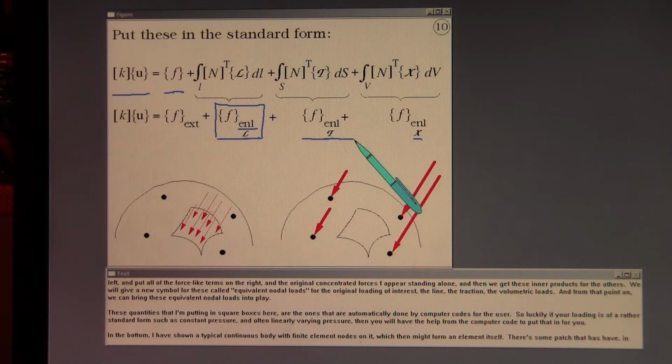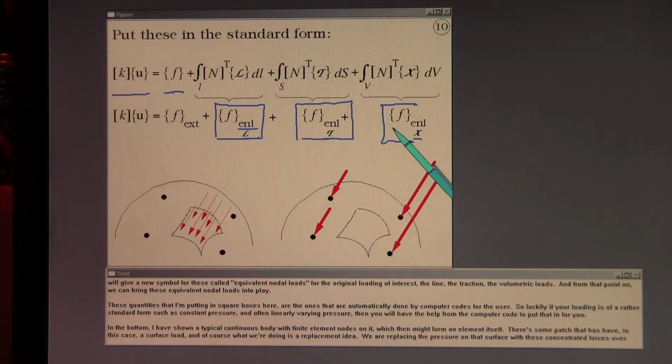These quantities that I'm putting in square boxes here are the ones that are automatically done by computer codes for the user. So luckily, if your loading is of a rather standard form, such as constant pressure and often linearly varying pressure, then you will have the help from the computer code to put that in for you.